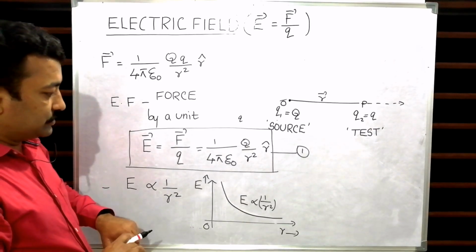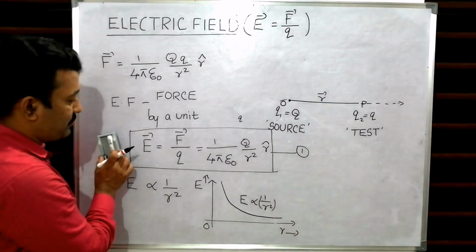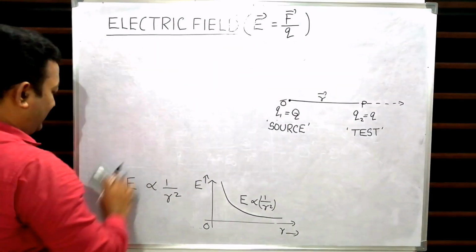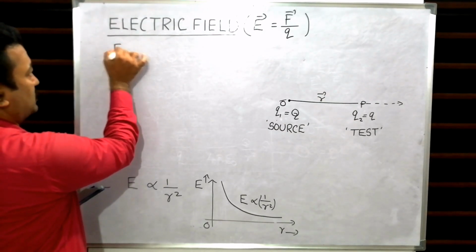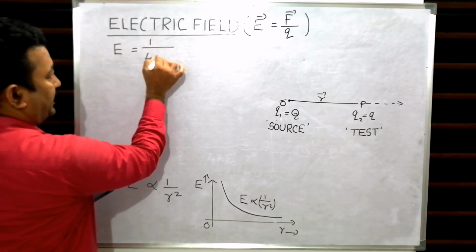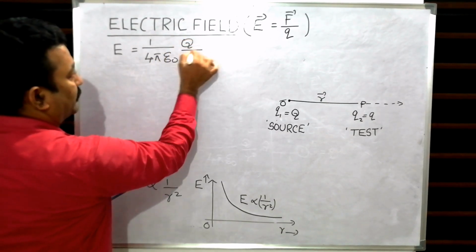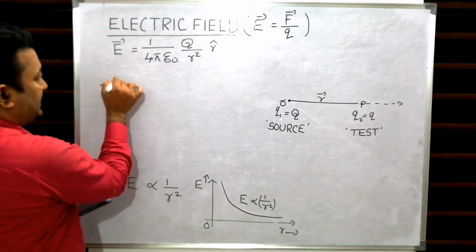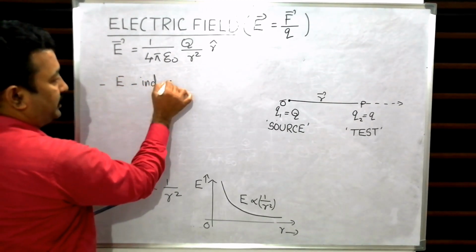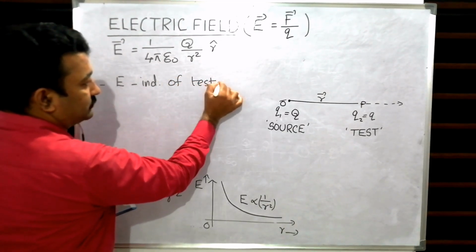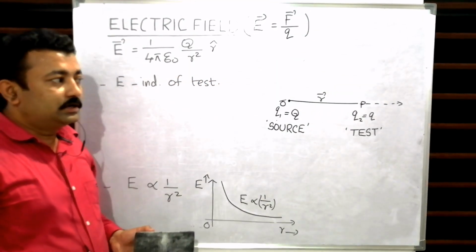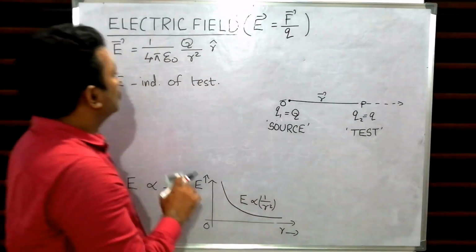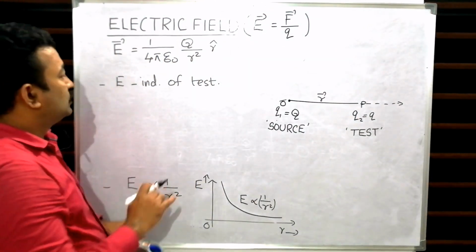Now let us look into this concept in much detail, or let us try to get some more aspects of this. We can see that when we have derived the equation E is equal to 1 by 4 pi epsilon 0 Q divided by R square unit vector R, we can say that E is independent of the test charge. So it does not depend upon the value of small q.